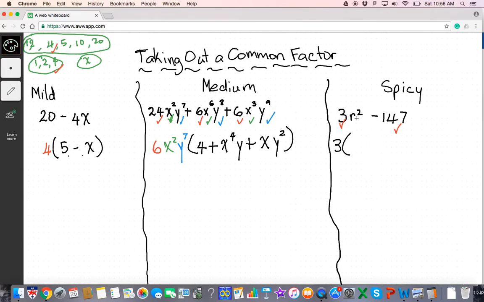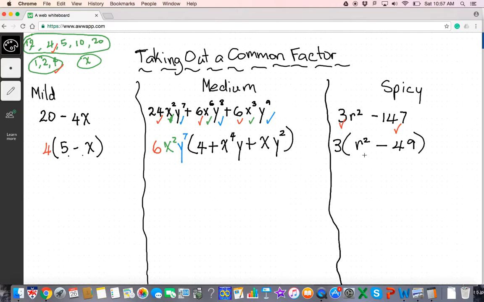And as far as r, well, there's no r over here, so there's no r in the greatest common factor. All right, so now we can divide this by 3, and when you divide this by 3, you get r to the 2nd power. And when you divide this by 3, you get 49. Now, it's actually not finished. We finished taking out the common factor, but we didn't finish factoring the expression.